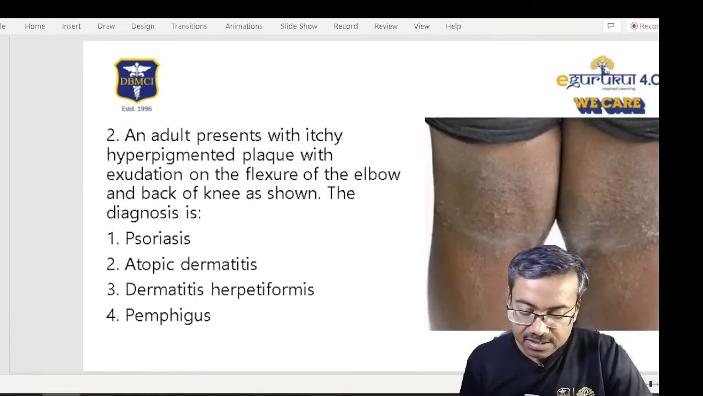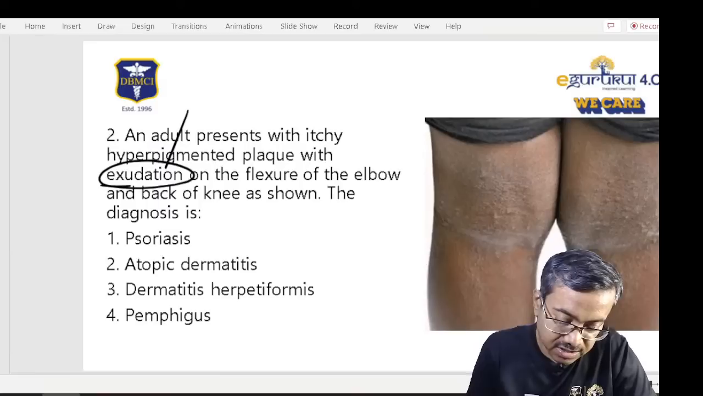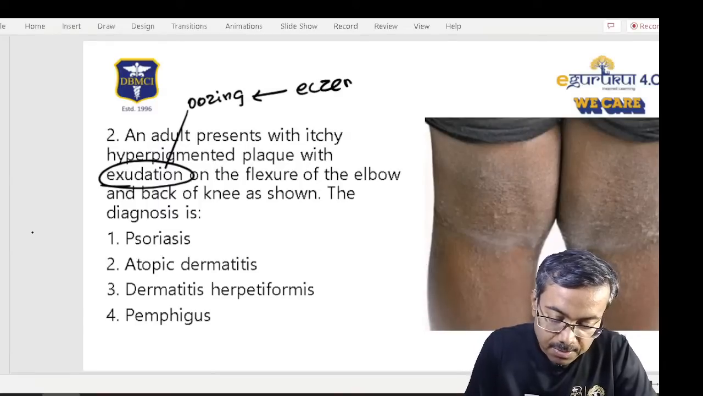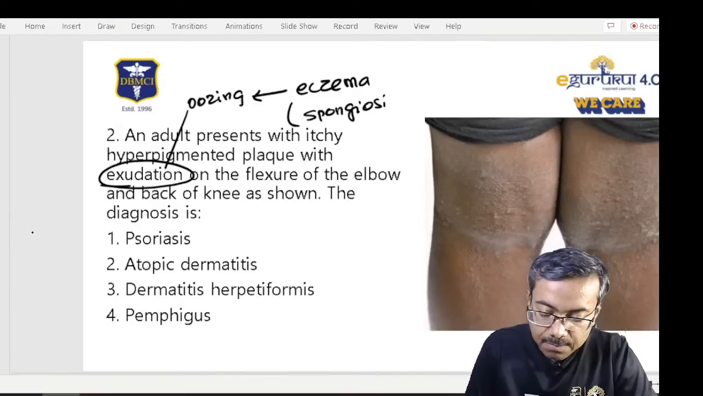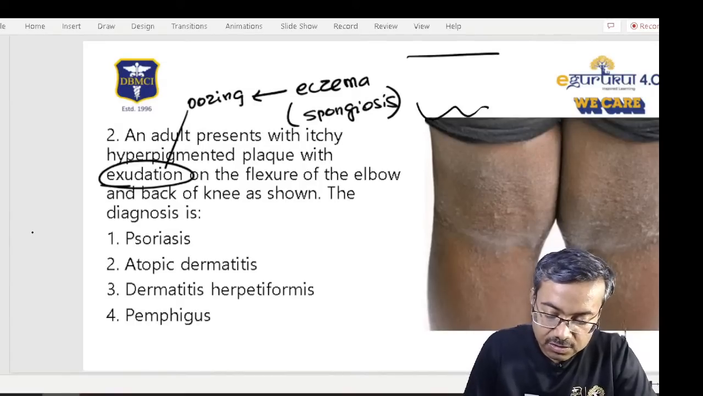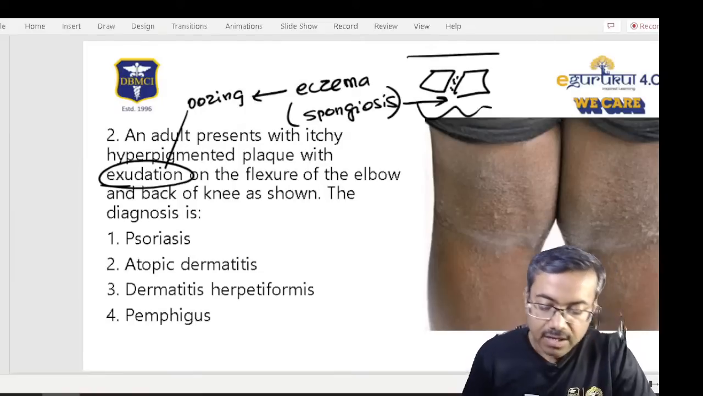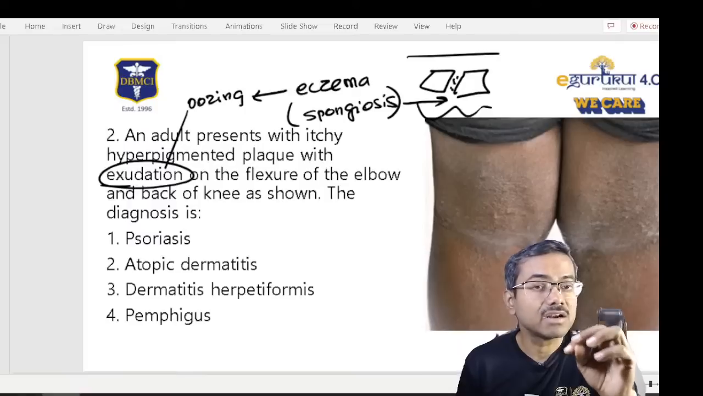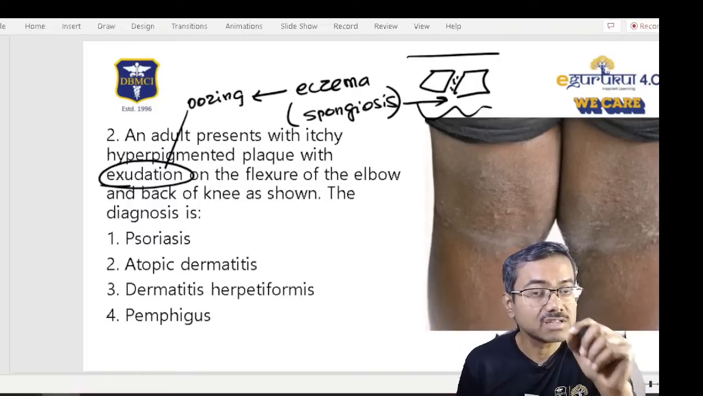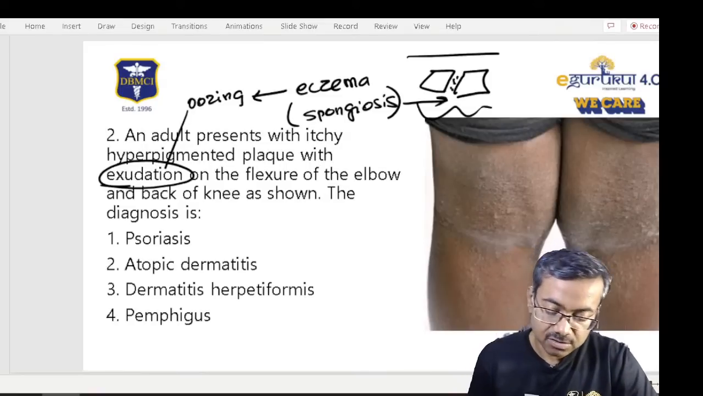An adult presents with itchy hyperpigmented plaques with exudation. Exudation is a typical sign of oozing, which happens in eczema because there is spongiosis. What is spongiosis? It is fluid in between keratinocytes, because normally in between keratinocytes there is lipid. The lipid is lost in eczema, so you have fluid, and that comes out as oozing.